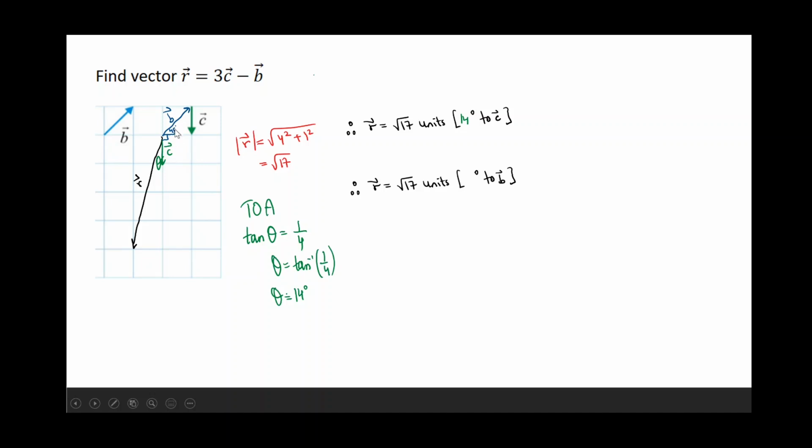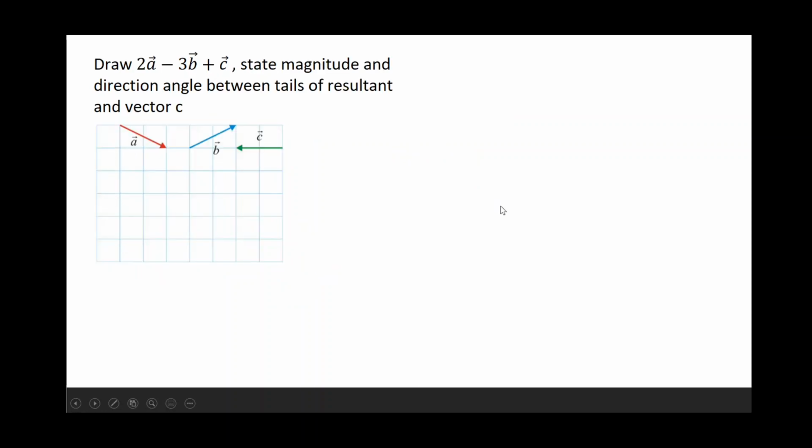Why is this a 45 degree angle, you might ask? Well, this size horizontally is 1 square and upwards is also 1 square. So it's an isosceles right triangle, which will have a 45 degree angle. When you add them all together, 14 plus 90 plus 45 gives you the angle to the tail of vector b. Okay, and I'll just do one more example.